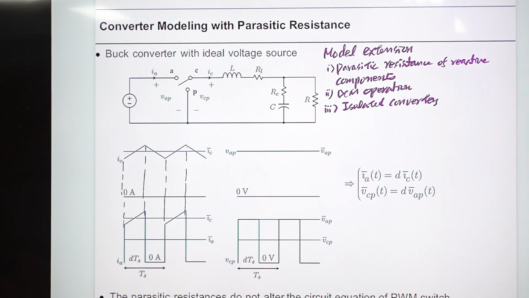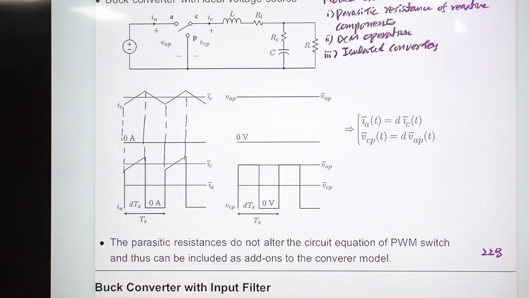So everything remains the same. The average equation of a PWM switch remains the same, okay? Nothing will be changed. And for this case, the parasitic resistance can be placed in their original location, in their original form, because the parasitic resistance does not alter the circuit equation of the PWM switch. So they can be added as just add-ons to the converter models. Okay, this is the case. All right.